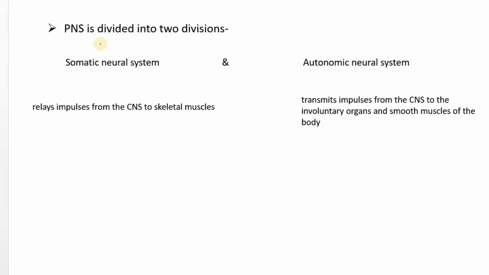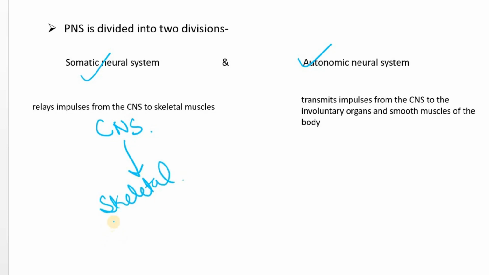Now, as we talked earlier, PNS is further divided into two divisions, somatic neural system and autonomic neural system. जो हमारा somatic neural system है, this transfers the signal from the CNS to skeletal muscles. Skeletal muscles यानी कि the voluntary muscles of our body. Voluntary muscles are the muscles which are under our control. And autonomic neural system transmits the impulse from the CNS to the involuntary organs of our body and the smooth muscles.